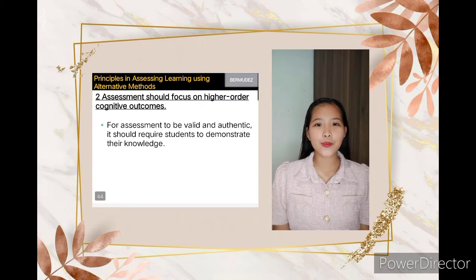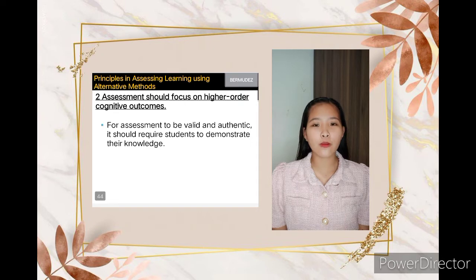Second, assessment should focus on higher order cognitive outcomes. For assessment to be valid and authentic, it should require students to demonstrate their knowledge. However, the focus should be on providing tasks or activities that would allow students to demonstrate higher order cognitive outcomes. Examples are creating or analyzing, or in skills, creativity and critical thinking.